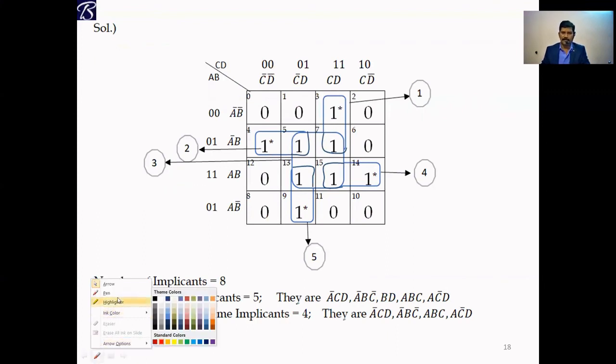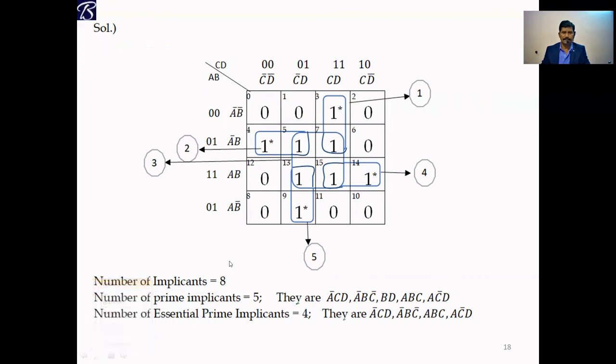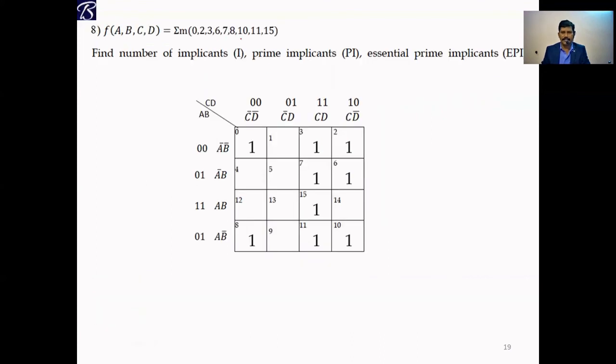I'm moving to the next one. A function is given: 0, 2, 3, 6, 7, 8, 10, 11, 15. Now you need to mention it here in the K-map, a 4 variable K-map. And how many implicants are there here? 1, 2, 3, 4, 5, 6, 7, 8, 9. 9 numbers.